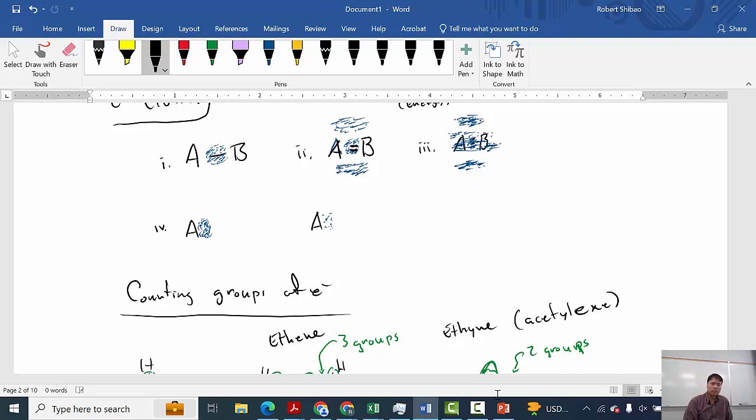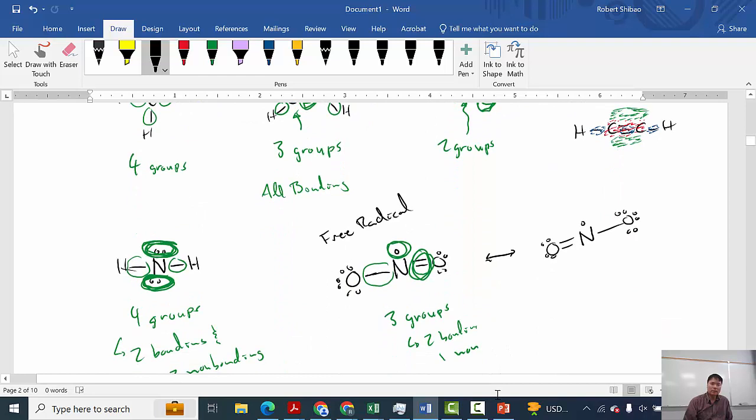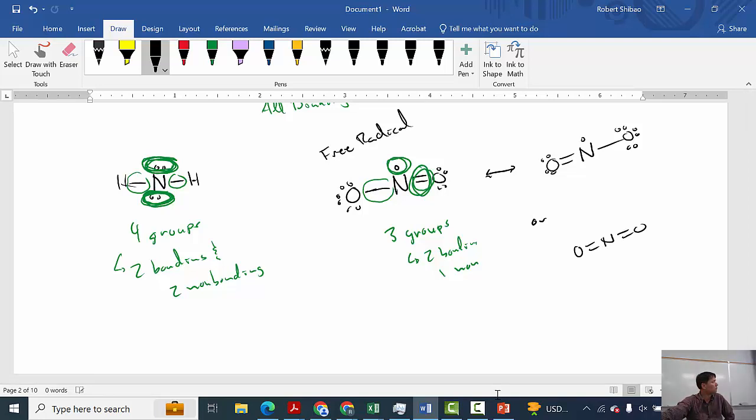So I didn't do these in order. It's just that 5 is not that common. 4 is pretty common. Free radicals, we don't do that many free radicals. Like nitrogen dioxide's a free radical here. But there aren't that many.